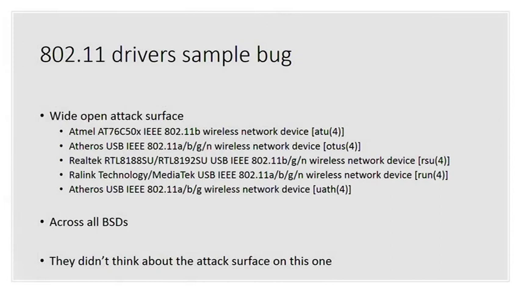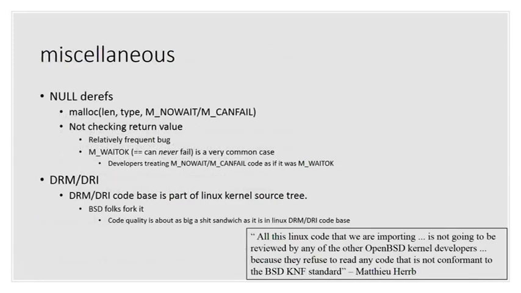So this is basically wide open attack surface across all BSDs. There's an Atmel, a Realtek, a whole bunch of these Wi-Fi drivers. This code is very trusting of the USB packets. It just assumes everything is done right. I think when these drivers were implemented, nobody thought about the attack surface. And that's more or less it for the attack surface I had.